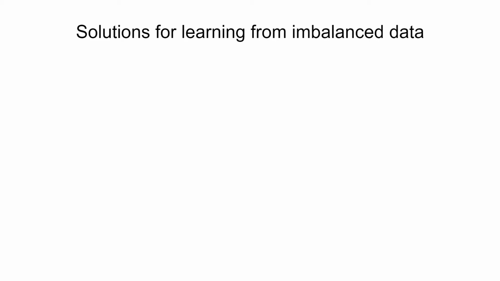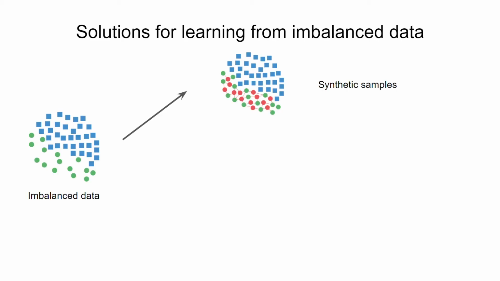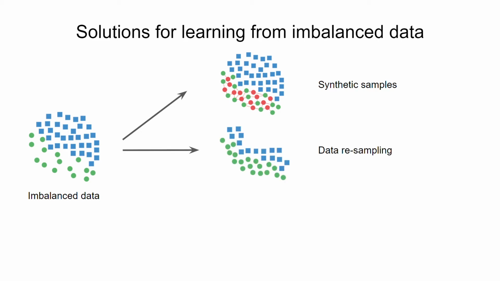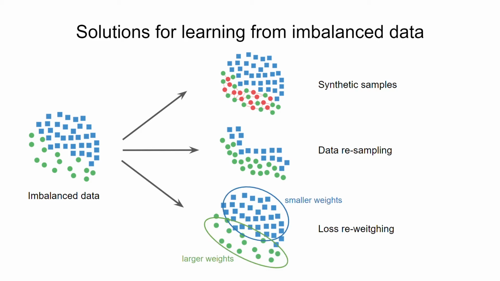For example, previous work has proposed to generate synthetic samples for minority classes using linear interpolation of samples in the same class. Other methods also propose to do data resampling by either upsampling the minority classes or downsampling the majority classes. Also, loss function reweighting according to the number of samples per class has been investigated.